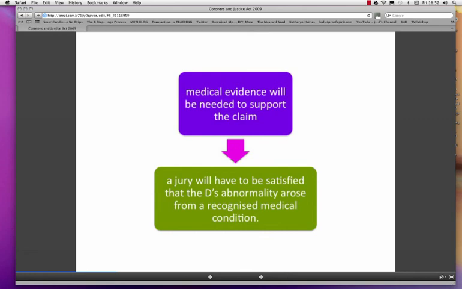So we need medical evidence to support the claim because, as I said a few moments ago, the burden is on the defence to prove diminished responsibility on a balance of probabilities, and they will have to do this through medical evidence. And then the jury will have to be satisfied that the defendant's abnormality arose from that recognised medical condition. So ultimately, it is going to fall on the jury to make the decision.